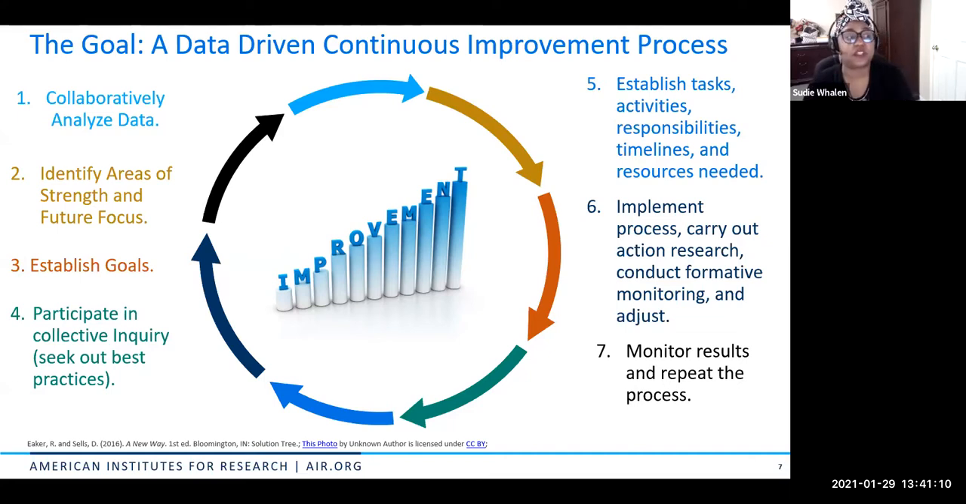The central focus of all of this is always going to be student learning, improvements to student learning. And that last piece is, of course, monitoring results and then repeat the process. It's not a one and done. Even if you do it one time and you see that positive change and everything goes great, guess what that means? It's time to move on to something else, right? And we do it all over again.